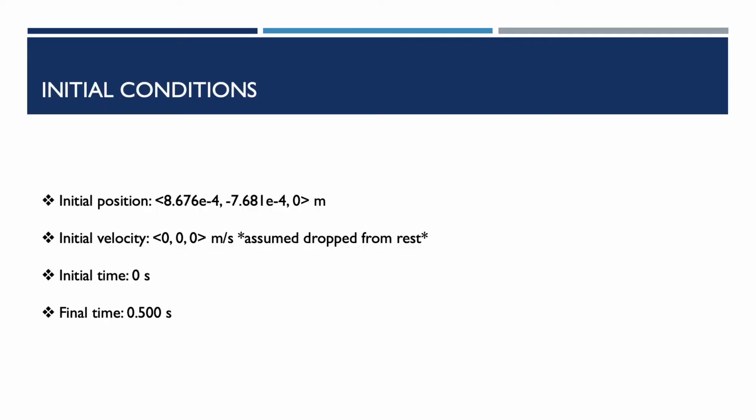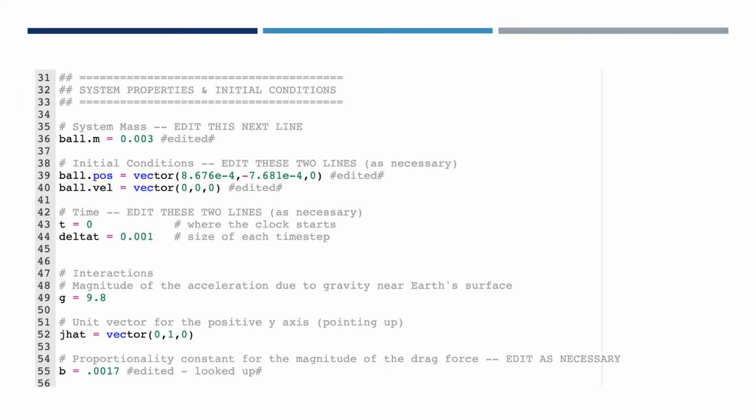These initial conditions taken from Tracker will be used in a computer code to create computational models of the object's motion. Looking at the code, the mass of the object was changed. The initial position and velocity vectors were put into the code based on the initial conditions found in Tracker.